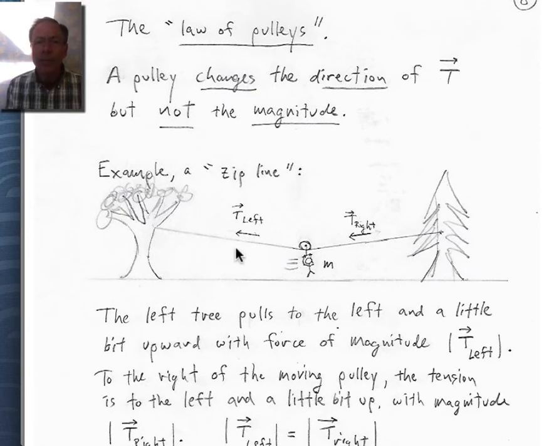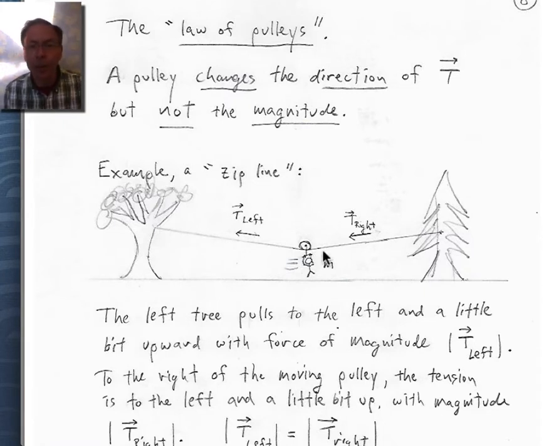Now, I decided to do a special Halverson example here. This is called a zip line. These are fun. It's slightly dangerous, but anyway, you have a very strong rope.